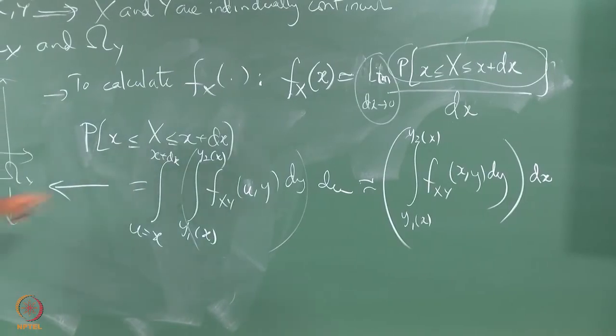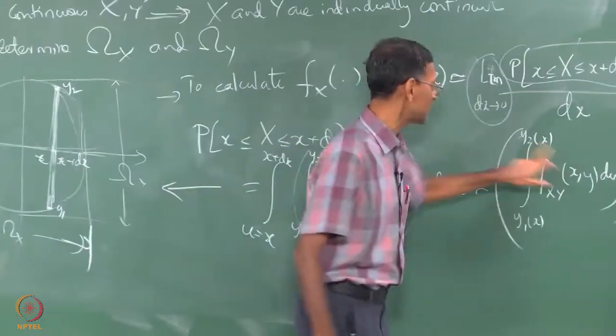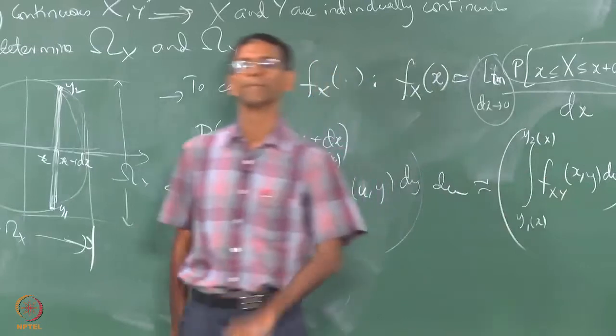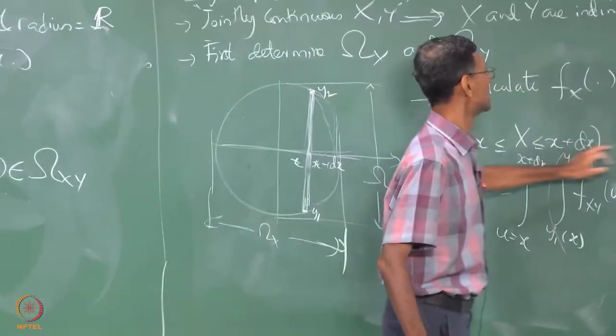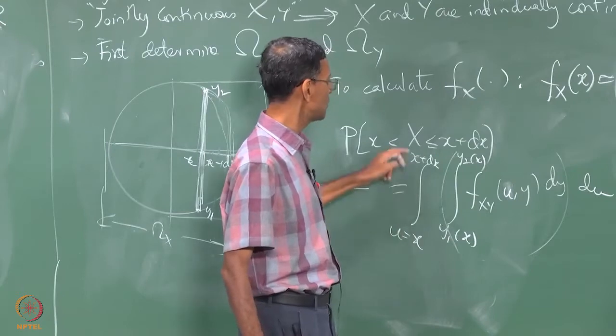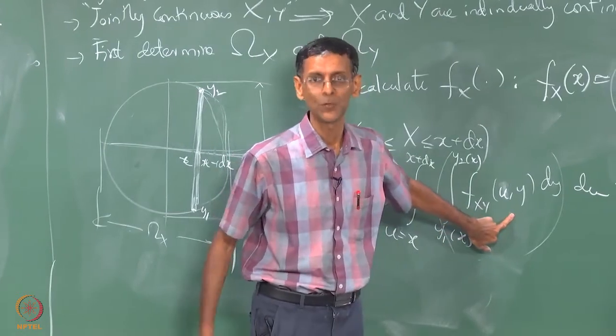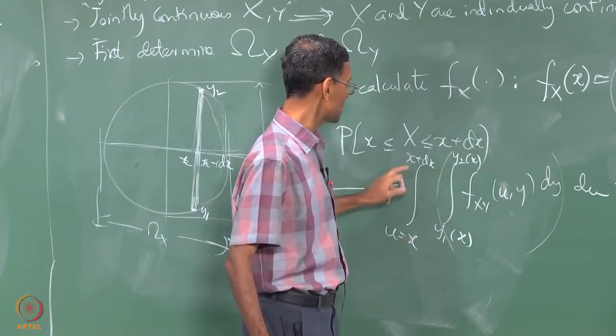Now I can put x in, because I am integrating over only this, I am putting that value of x in here. This number as a number does not change for all values of u. It is the same number. This number does not change when I vary u from x to x plus dx.